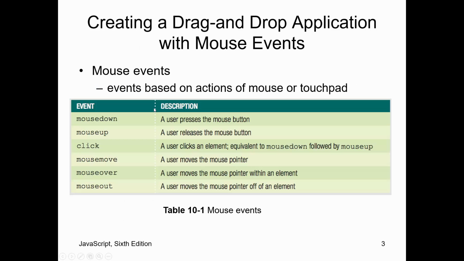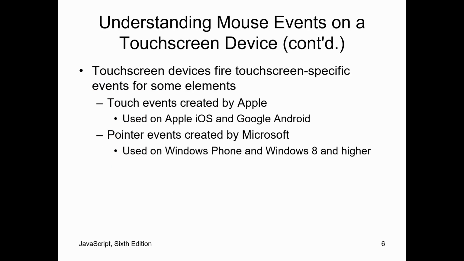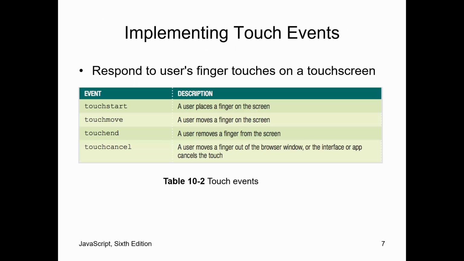So notice that rather than mouse down, mouse up, click, mouse move, mouse over, and mouse out, you now have things like touch start and touch end. You still have mouse over, but it's not your mouse; it's typically your hand when you're moving. As it says here, touchscreen devices fire touchscreen-specific events for some elements. This was started by Apple, and it's been expanded upon by Microsoft. They do it in virtually the same way. With touch events, these respond to users' finger touches on a touchscreen.